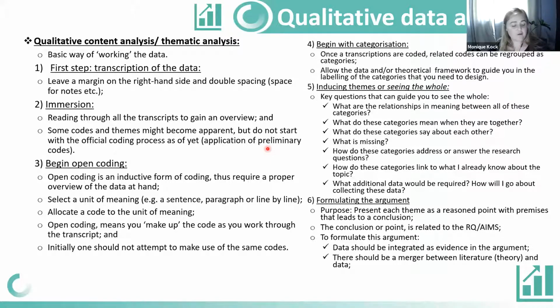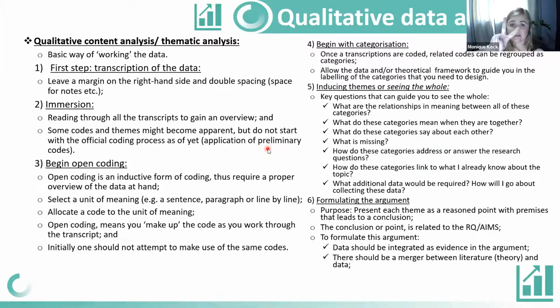After you have coded everything, only then would you begin with categorization. You would note down all of the codes that you have created. How can I combine some of these codes to create a certain construct or concept? How can I categorize my data further? Usually this next categorization would be your themes. It depends on how many levels of coding you have.